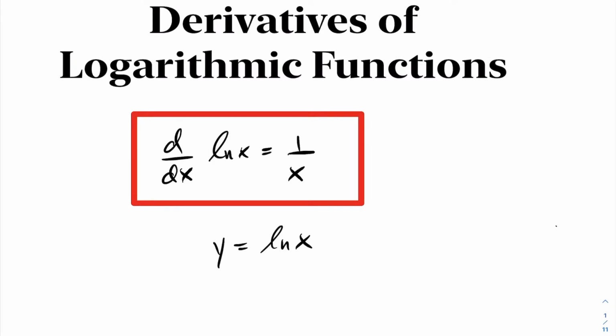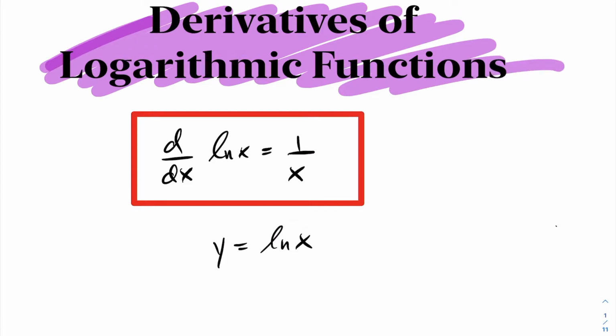In today's lesson, we're going to be talking about derivatives of logarithmic functions. So notice here, the first thing we want to show is that the derivative of ln of x is 1 over x. Well, how do we show that?